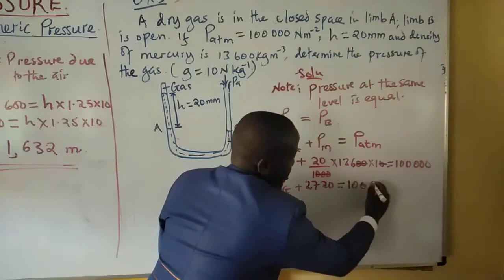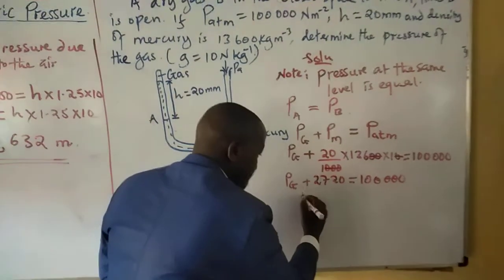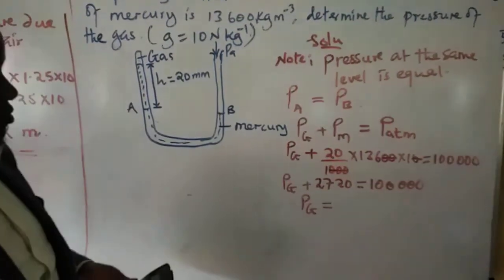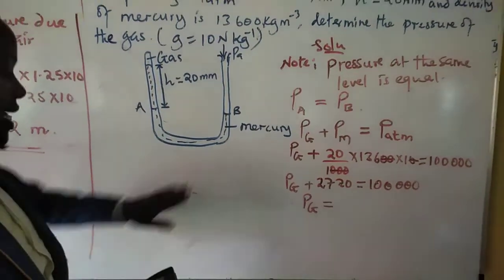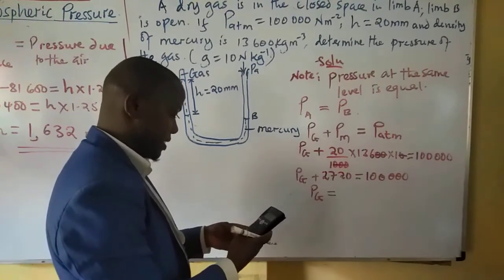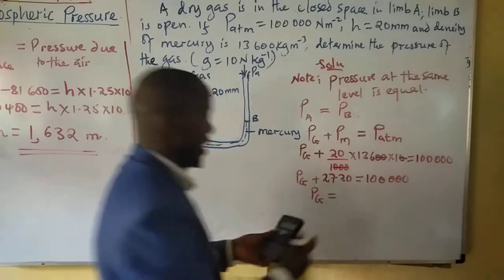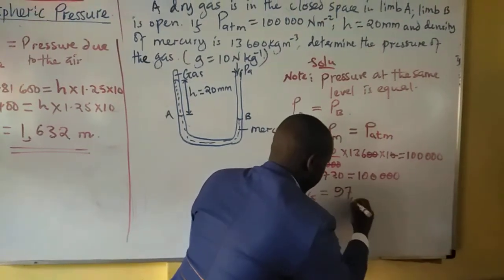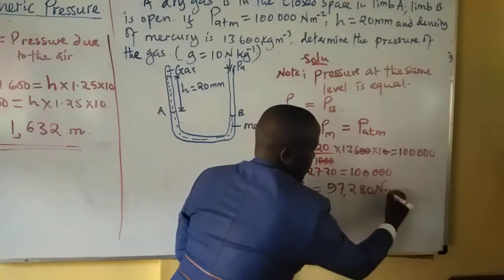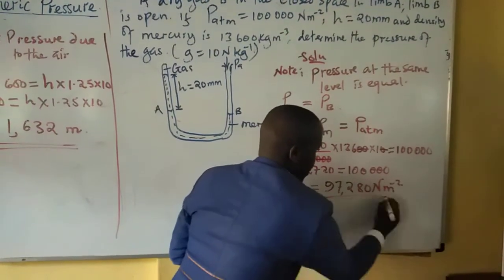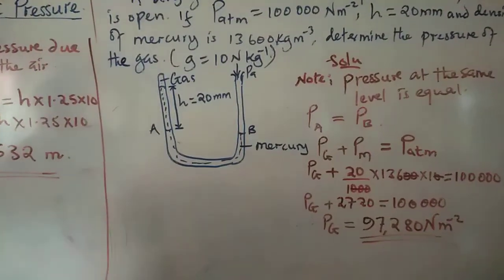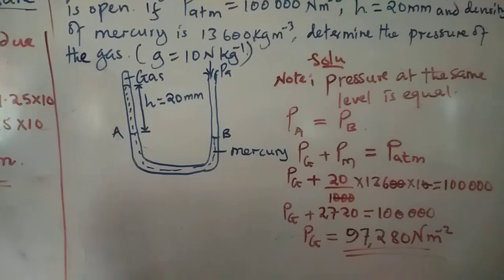This gives us 2720. Therefore, the pressure due to the gas will be given by 100,000 minus 2720, and this gives us 97,280 newtons per meter squared. So that is how the question will be solved.